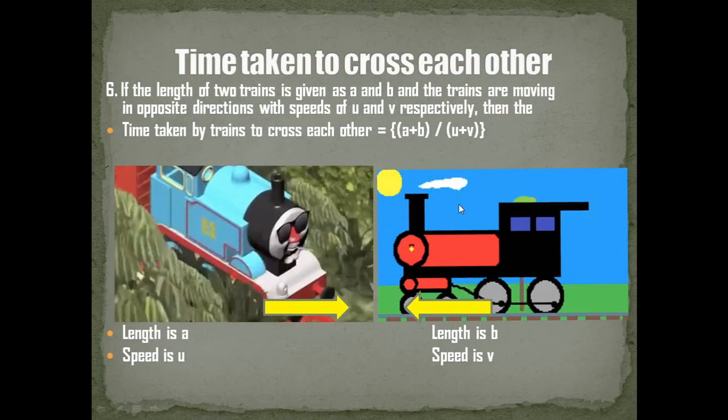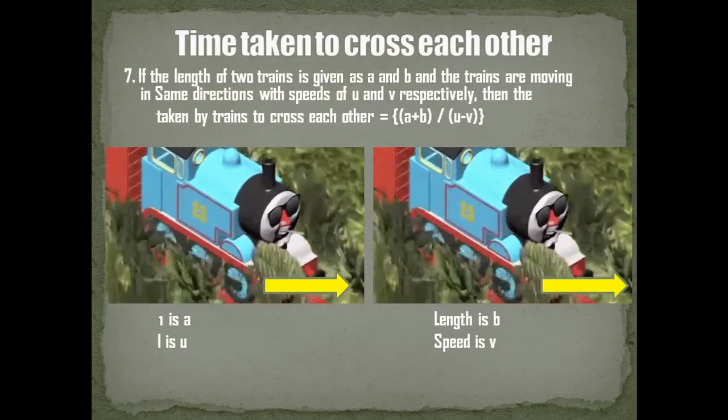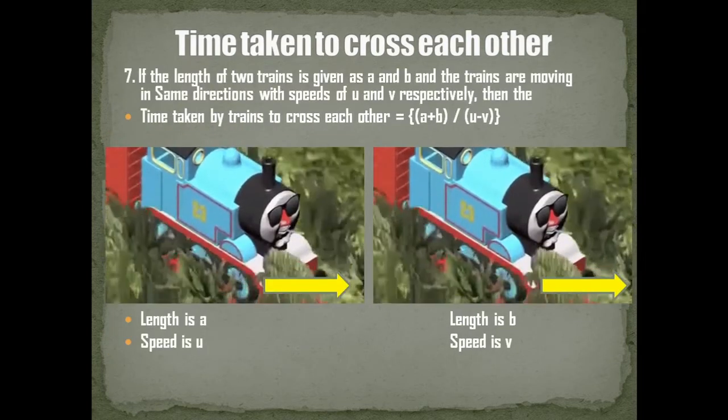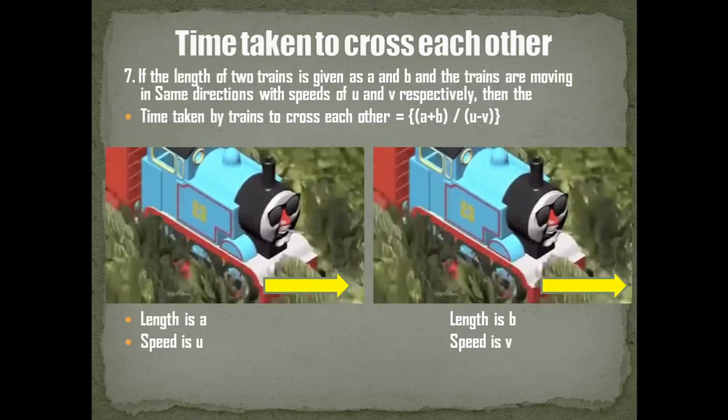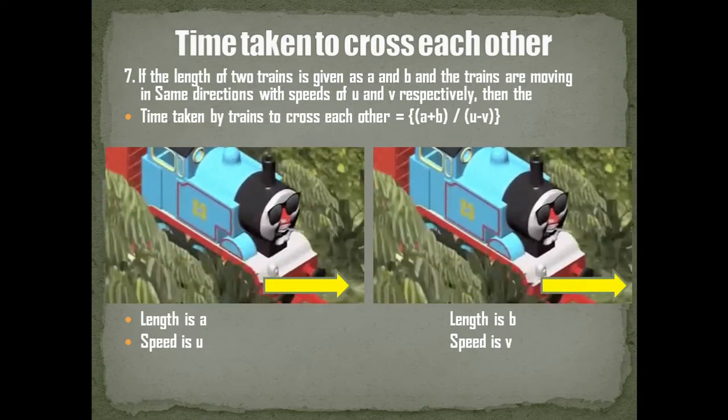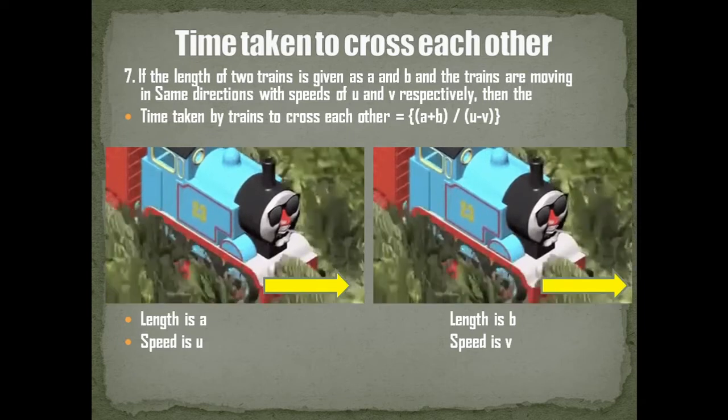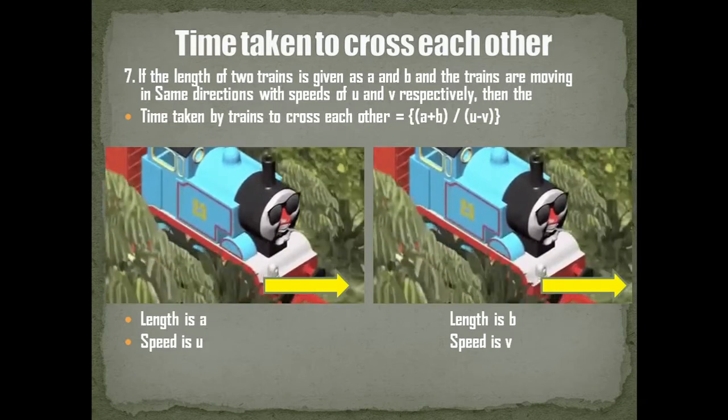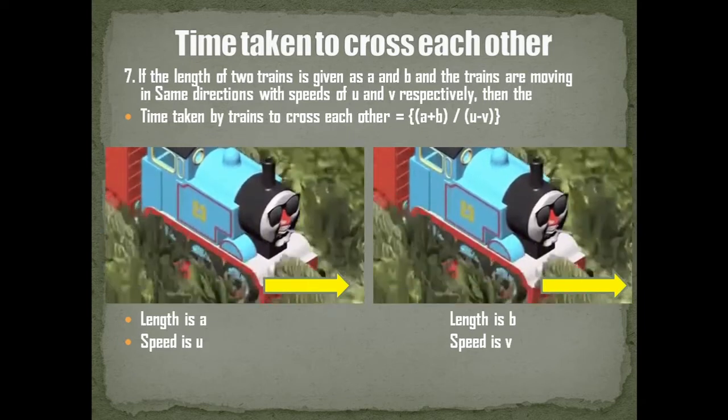Okay. In the same case, if the trains are moving in the same direction, that's the one slight change here. In exam they may ask even like this. There are two trains with the lengths of A and B, and both are moving with the speeds of U and V, but in the same direction. If they are moving in the same direction, then also the formula remains. The basic formula is simple.